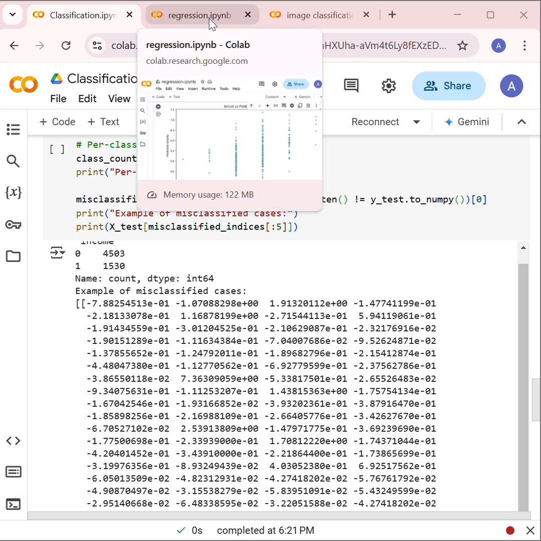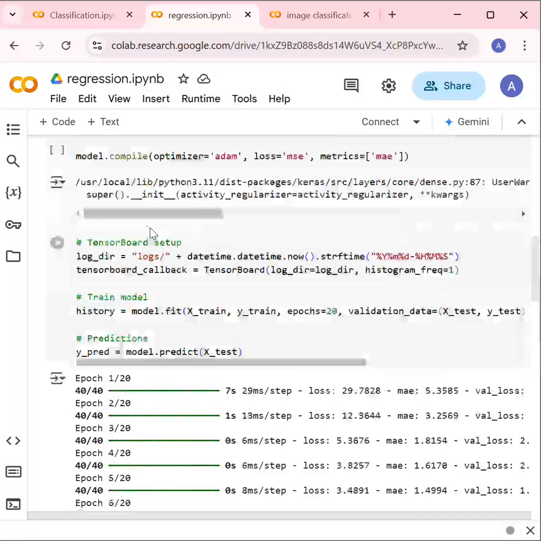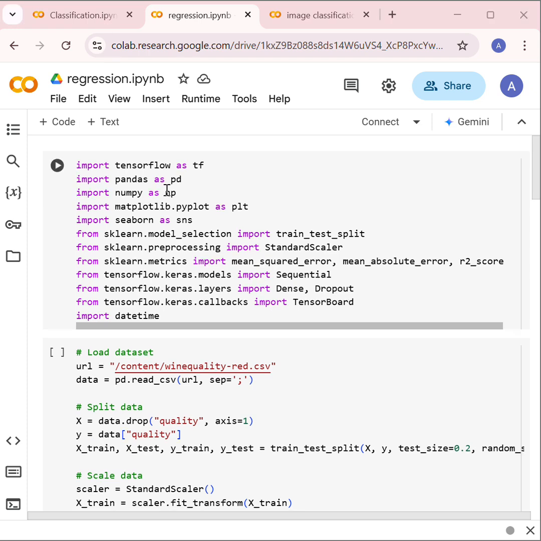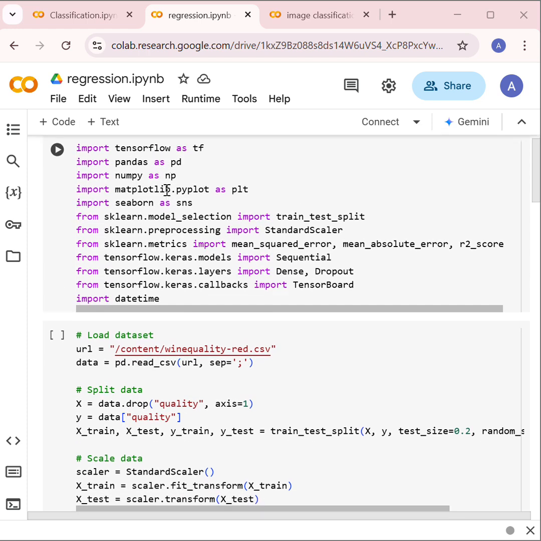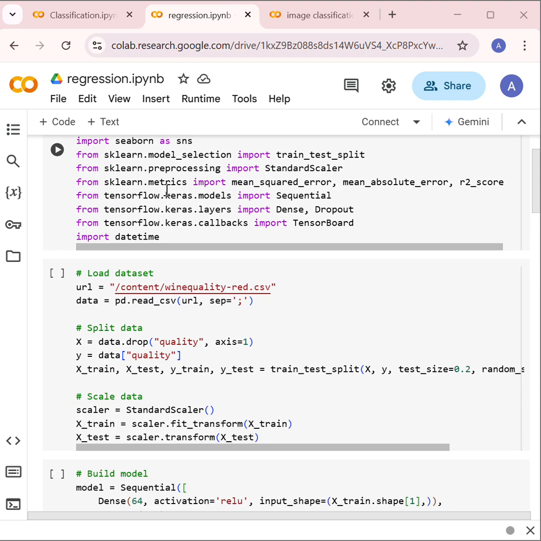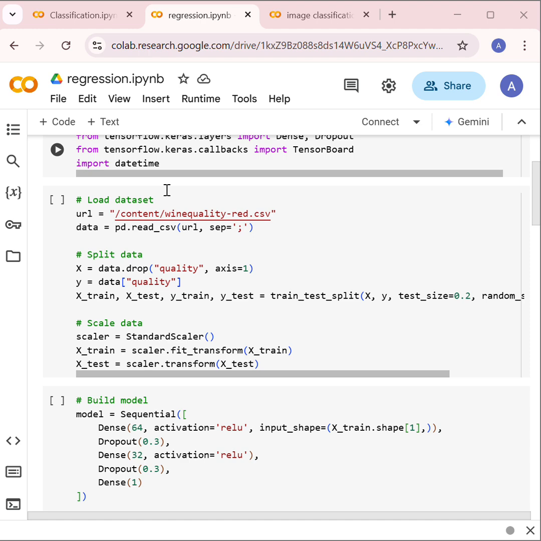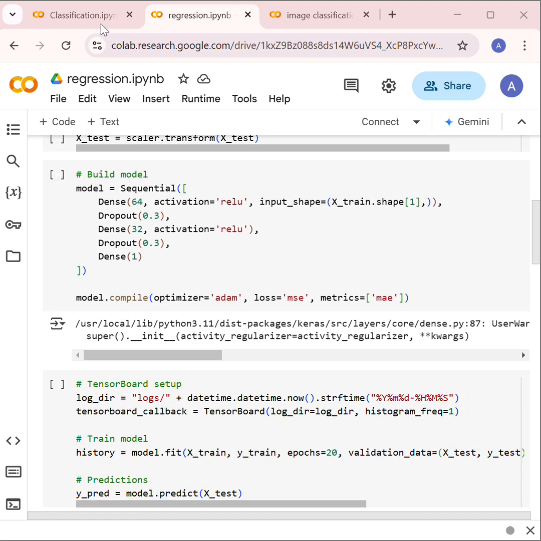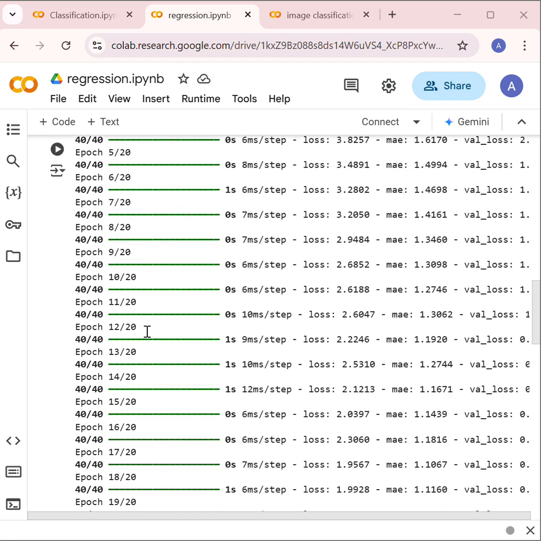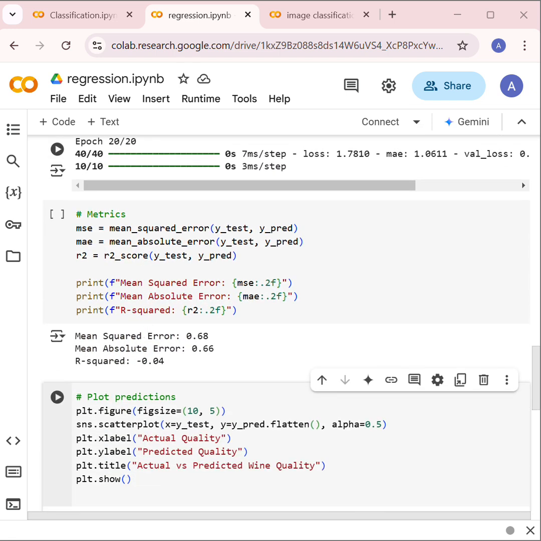Now let's go ahead and analyze our regression model. Here we are predicting wine's quality score, 0 to 10, based on chemical properties. Looking at the key regression metrics, the mean squared error is equal to 0.68.